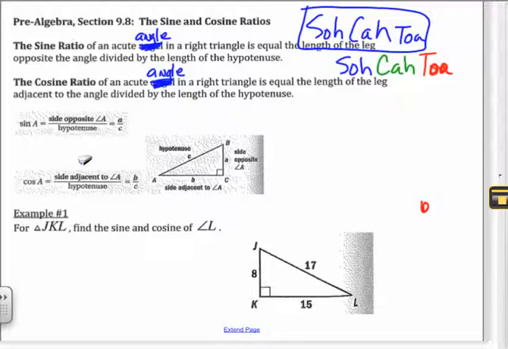Now, the cosine is equal to the adjacent over the hypotenuse. So the cosine of A is equal to B over C, right? The adjacent over the hypotenuse. Okay. Now, remember, the nice thing about this is that when we find out those values, we can plug them into the calculator and it'll spit out the angle measure for us. We don't have to use a protractor to measure it. Okay? We can, but we don't have to.